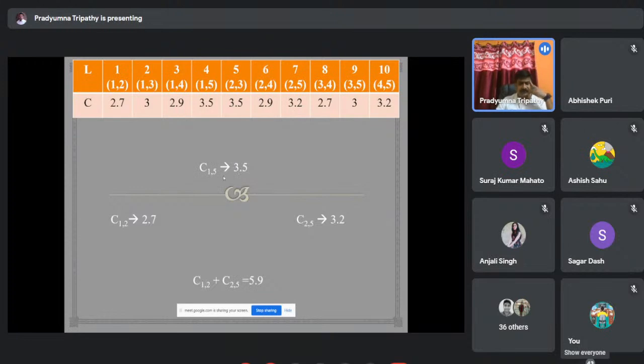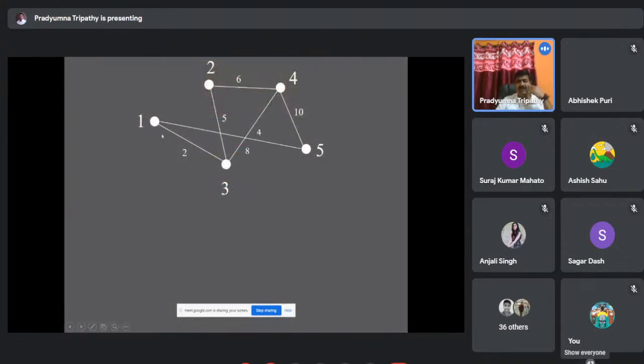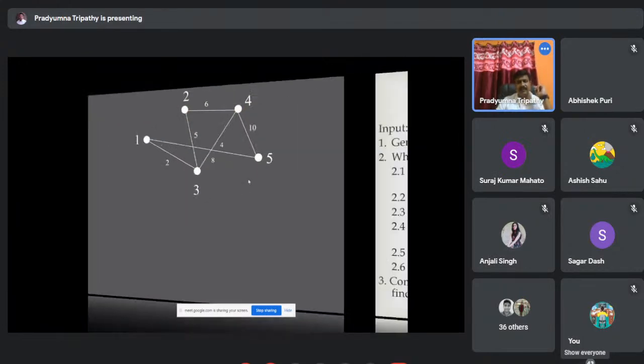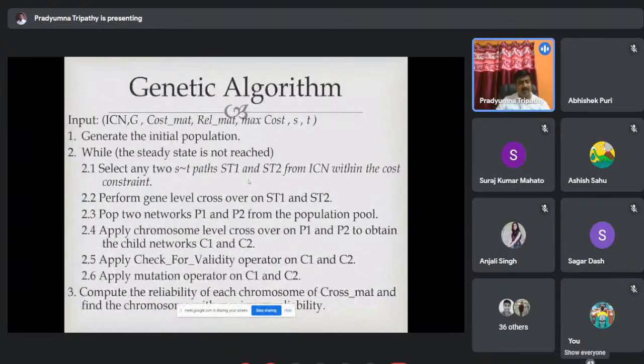I hope it is understood. C12 is 2.7 and 2 to 5 is 3.2, so instead of adding in this way, I can directly join the link 1 and 5, which costs 3.5. We compare these two values, this is the minimum cost, and we join it. 1 and 5 are joined. So at every step we are optimizing the cost.